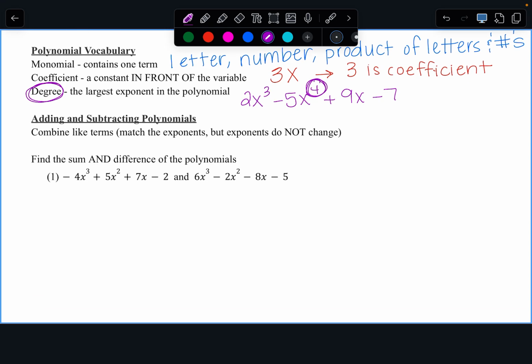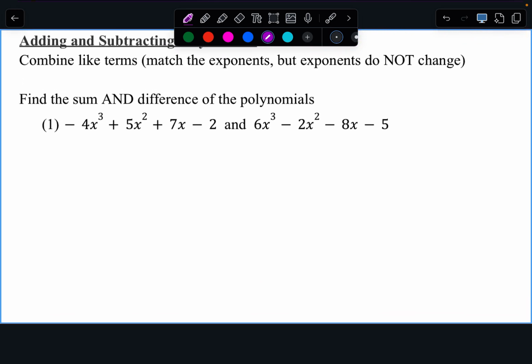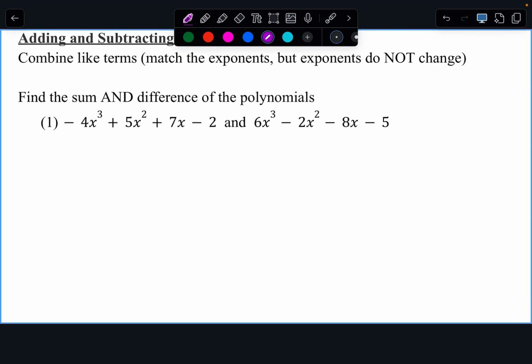Please remember, when you're adding and subtracting polynomials together, you are not changing exponents. You're just combining the pieces that have the exact exponent. Okay? So, finding sum and difference of polynomials. If I am adding these together, let's start with sum. Sum means you're adding them together. We could add them horizontally or vertically. I am kind of ridiculous when it comes to my organization, so I prefer lining things up vertically.